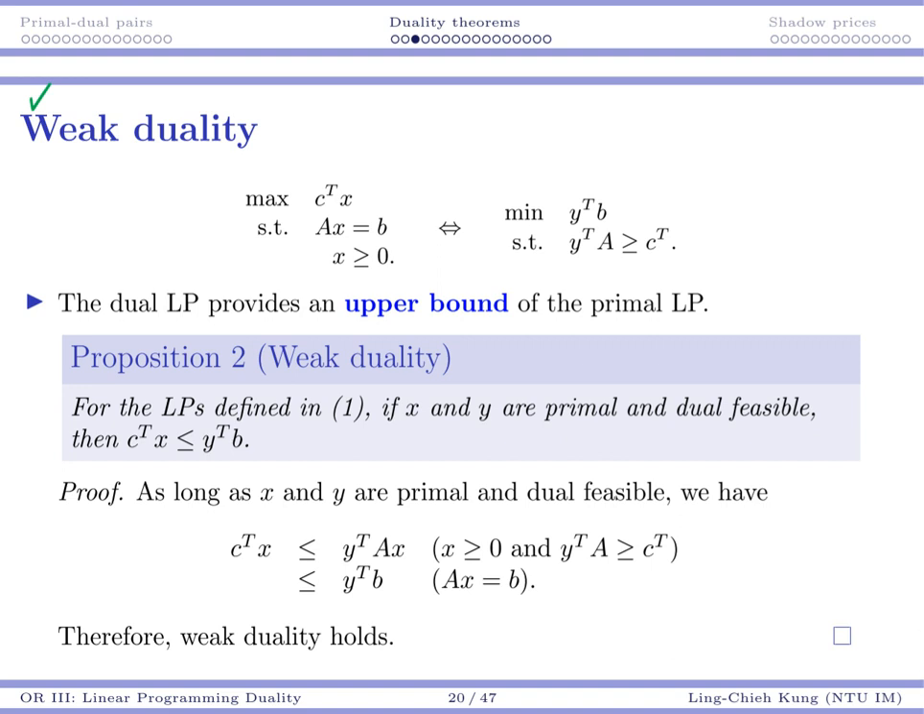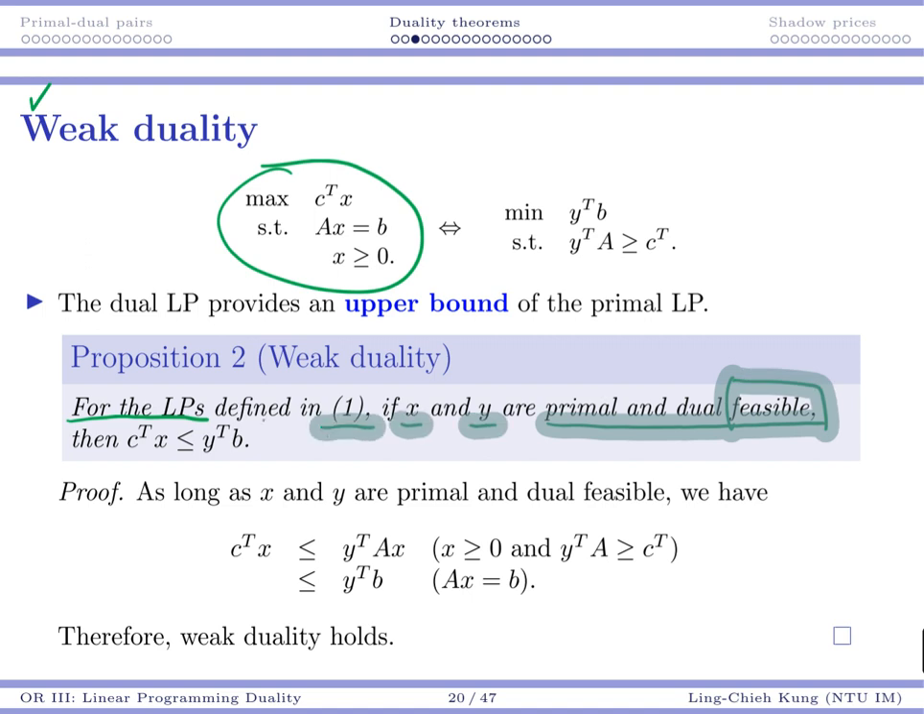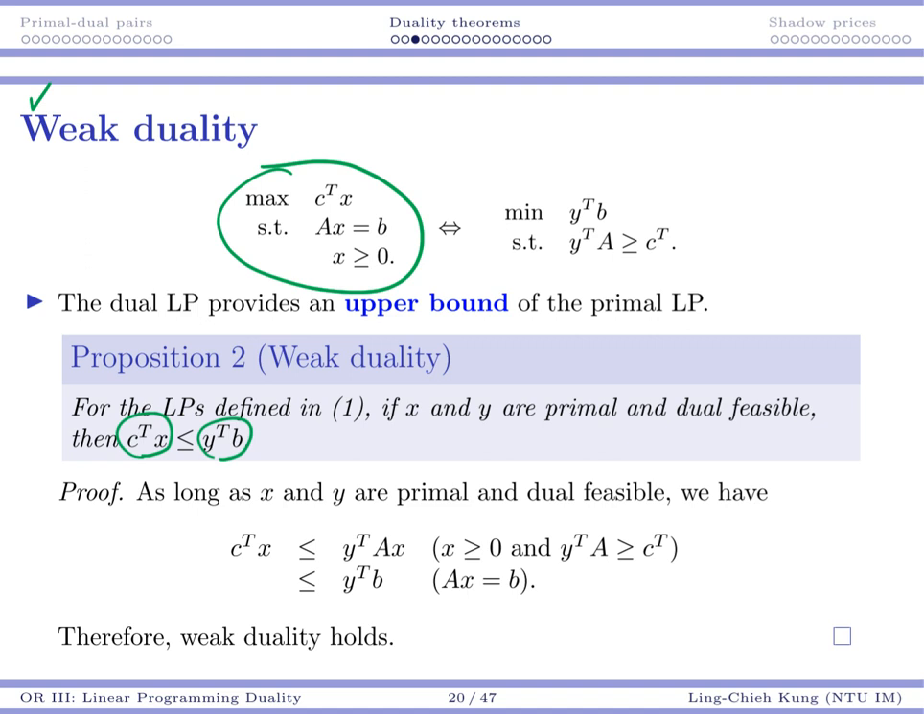So the weak duality is actually something old. You already know it. The dual program provides an upper bound for your primal linear program. Of course, this is because we're talking about a maximization problem, so we have an upper bound. If your primal is a minimization problem, your dual provides a lower bound. So more precisely, for a linear program defined as this one, if x and y are primal and dual feasible, for any pair of primal dual feasible solutions, their objective values have a relationship: the primal is less than or equal to the dual.